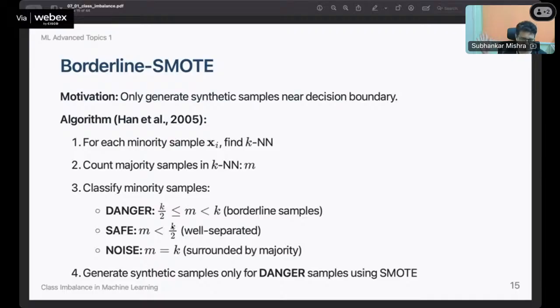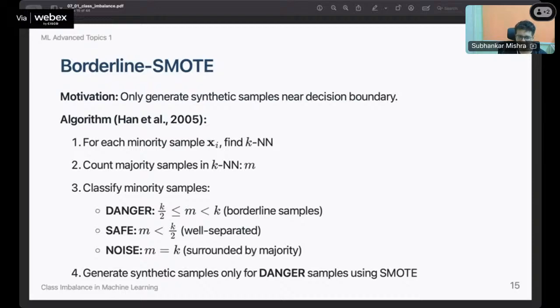Safe is where everything is very close and all of the neighbors are minority. If between k by 2 and k, meaning more than half, are majority, then it's a danger zone. Noise is if the sample is completely surrounded by the majority class.